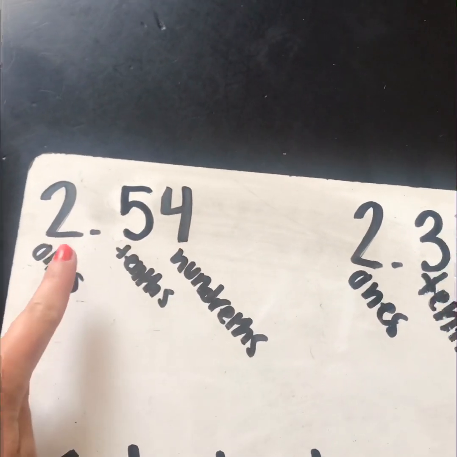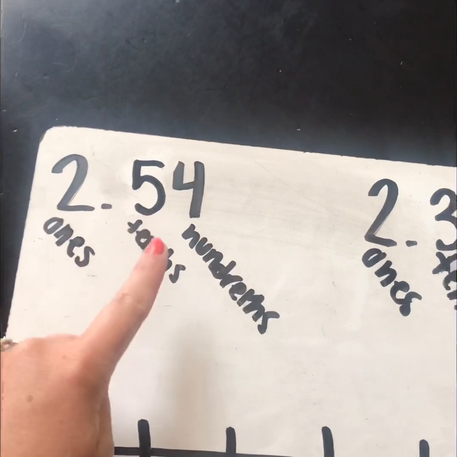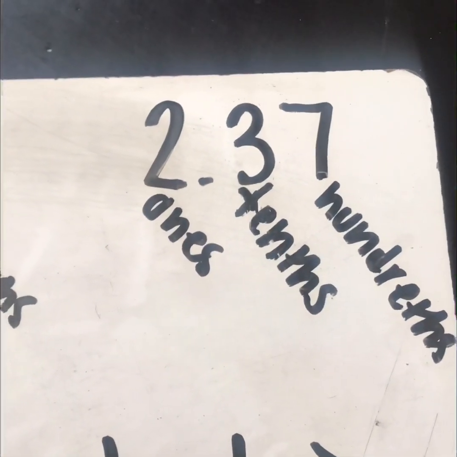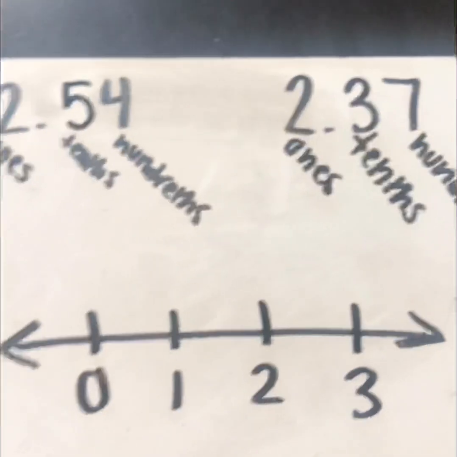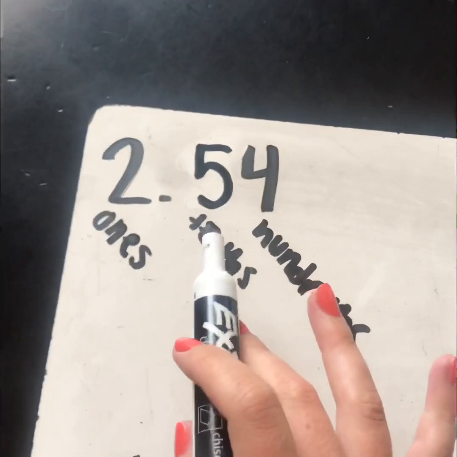When you see the decimal, you want to say the word and. 2 and 54 hundredths. The other decimal we have is 2 and 37 hundredths. I want to go ahead and round both of these decimals to the nearest tenth. So the tenth place is right here.